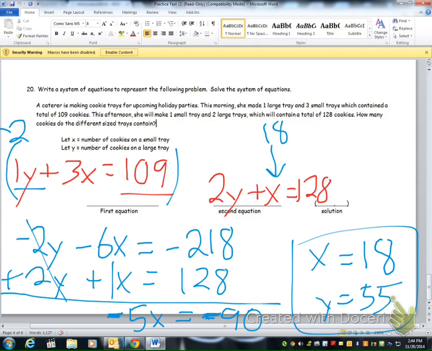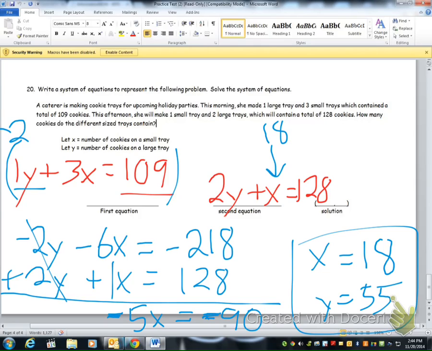Alright, now you could also solve this by substitution, and if you really wanted to, you could solve by graphing, but your graph would have to go out to x being 18 and y being 55, so that would be a really big graph. This is one of the reasons why solving by graphing, even though it's easy when it's all set up for you, is not always the best option.